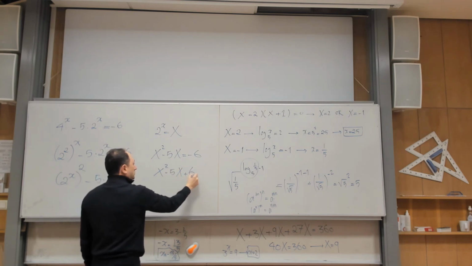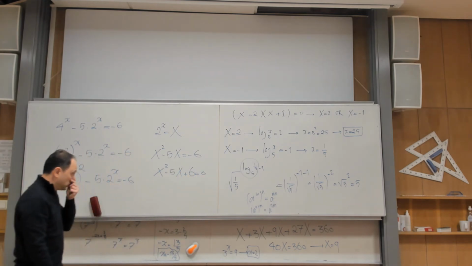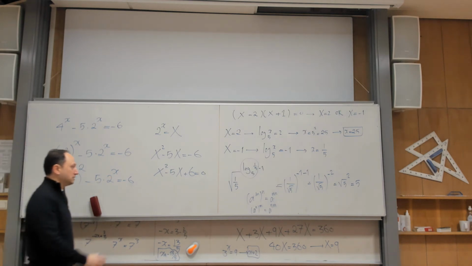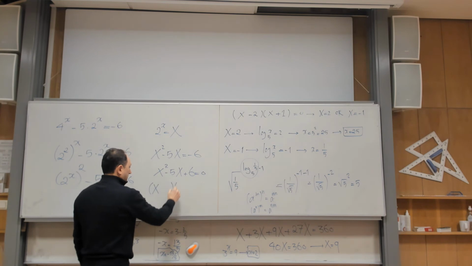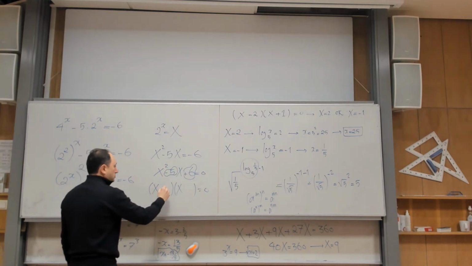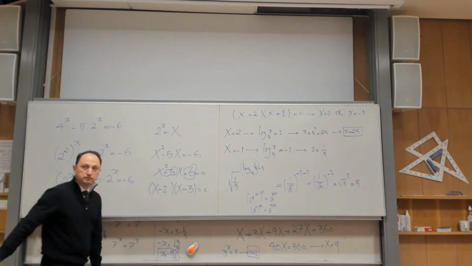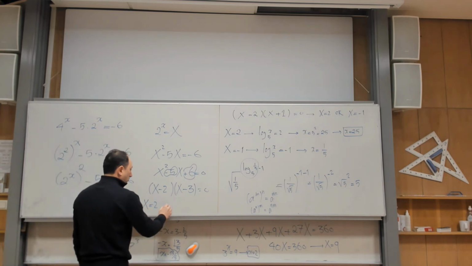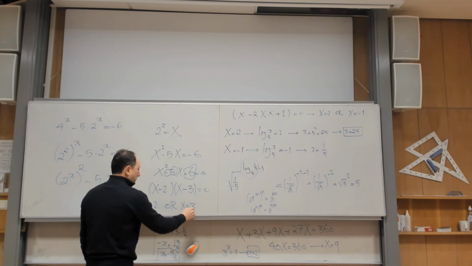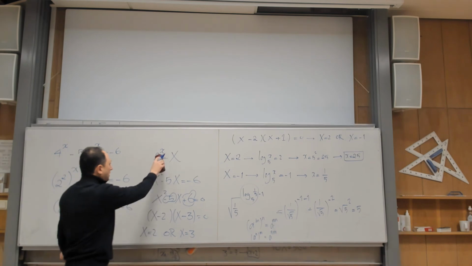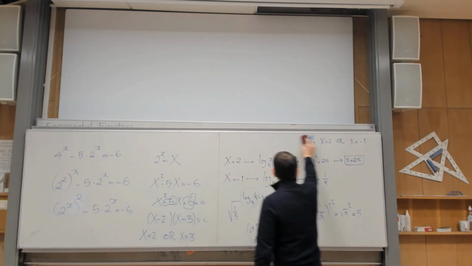And then if you don't like guessing, you can use ABC formula, you can use PQ formula, but is it easy to guess in this case? I need two numbers whose sum is minus 5 and the product is 6. What are those? Minus 2 and? Minus 3. So this means that capital X is 2 or capital X is 3. Yes? And now, capital X is not my goal, it is the little x.